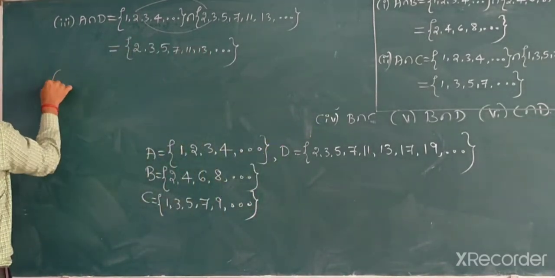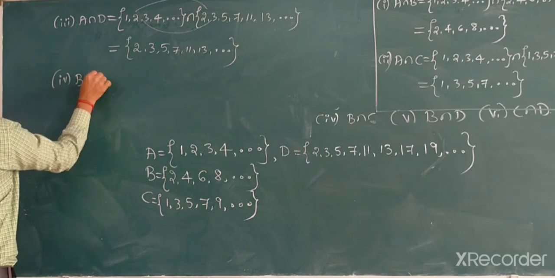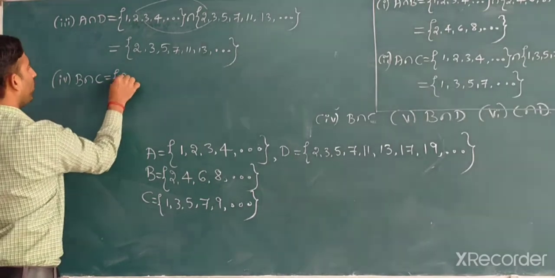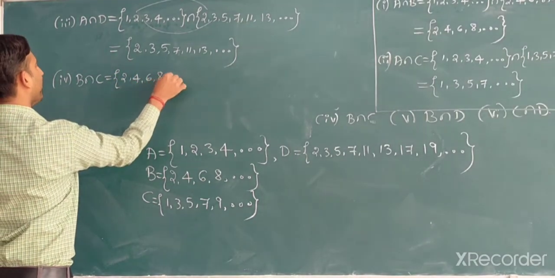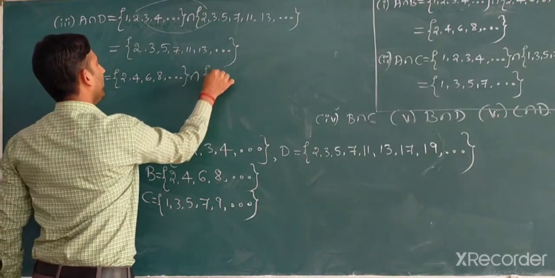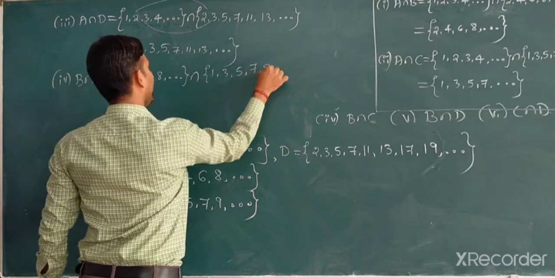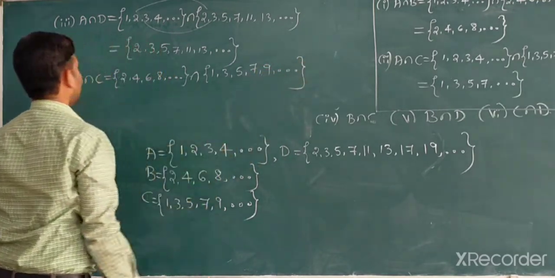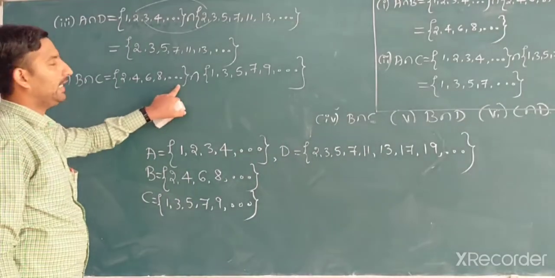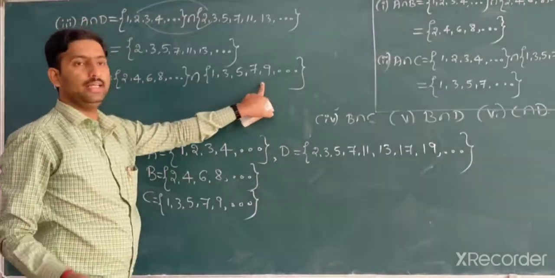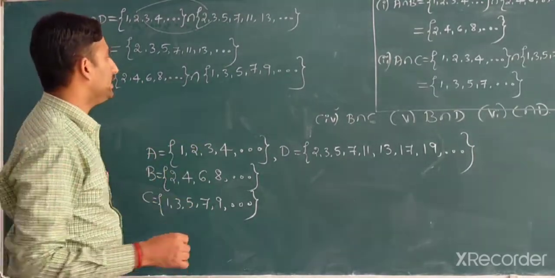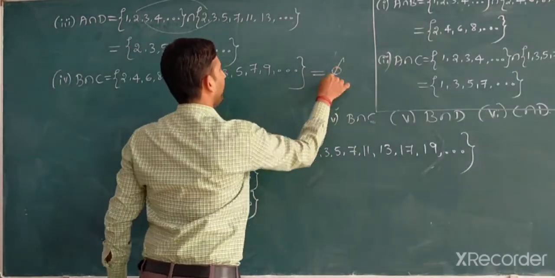Fourth one, B intersection C. B is nothing but 2, 4, 6, 8. C is nothing but 1, 3, 5, 7, 9. Correct? B intersection C: here 2, 4, 6, 8 and there 1, 3, 5, 7, 9. They are not in common. All the elements are not in common, which means the sets are disjoint sets. Therefore, it is empty.